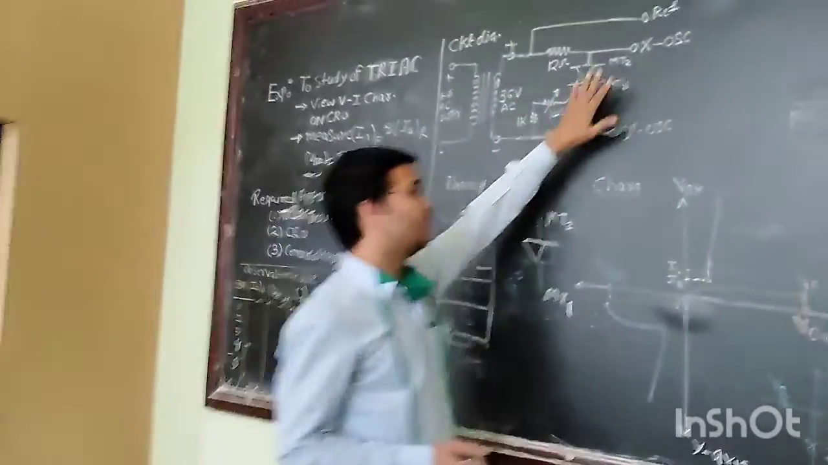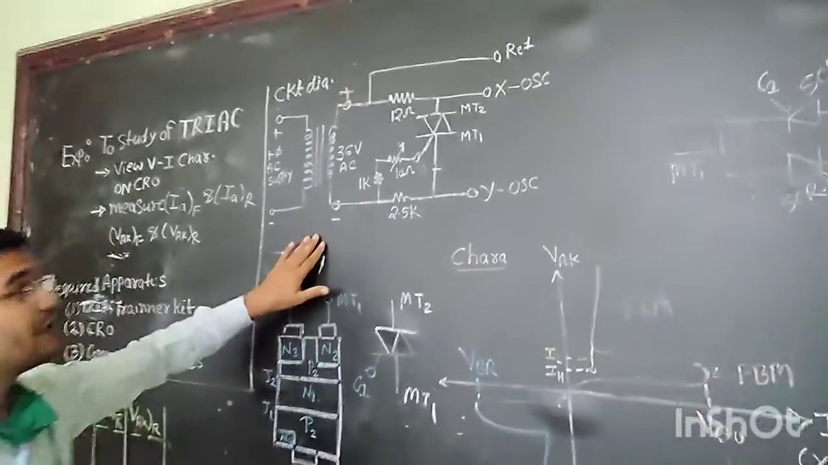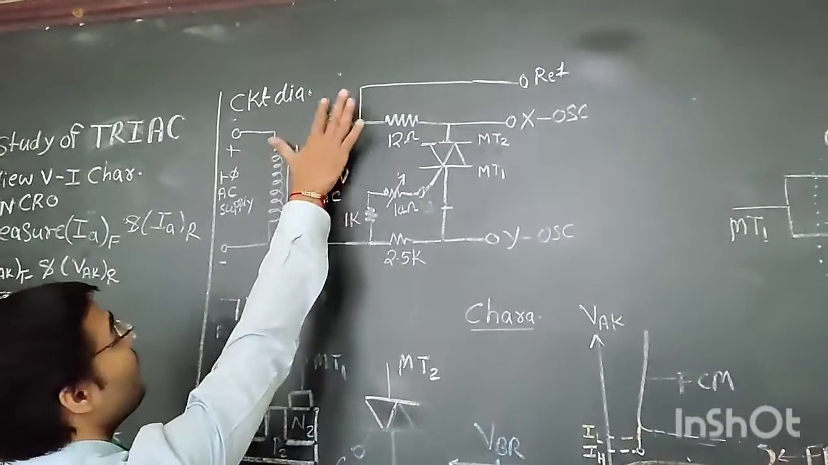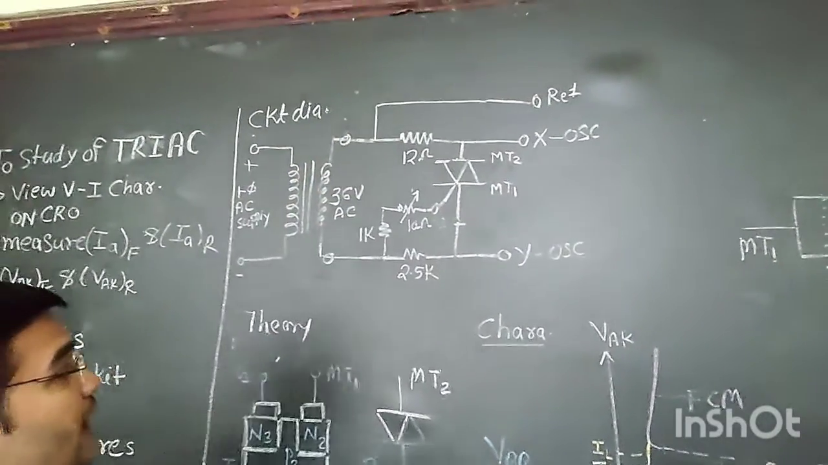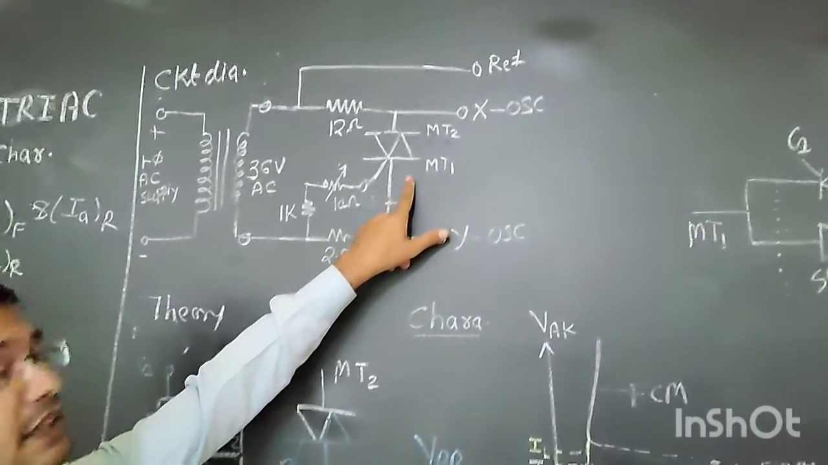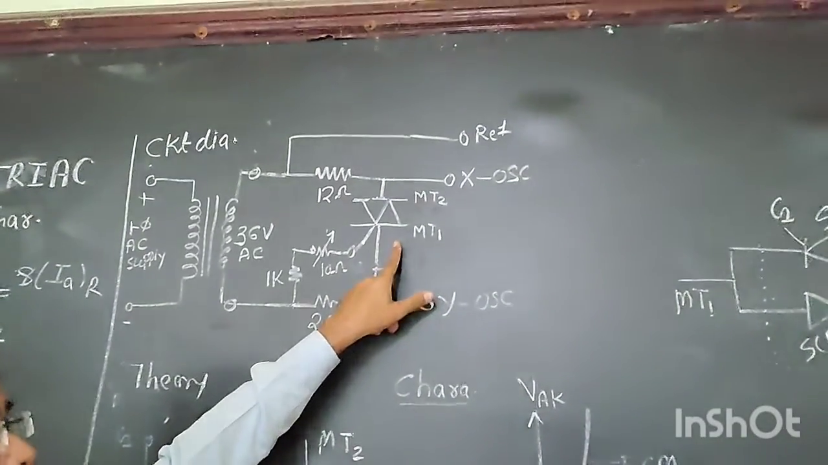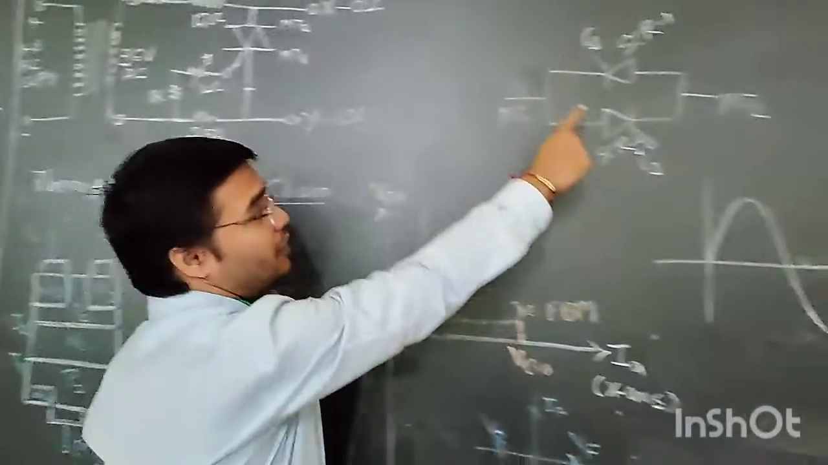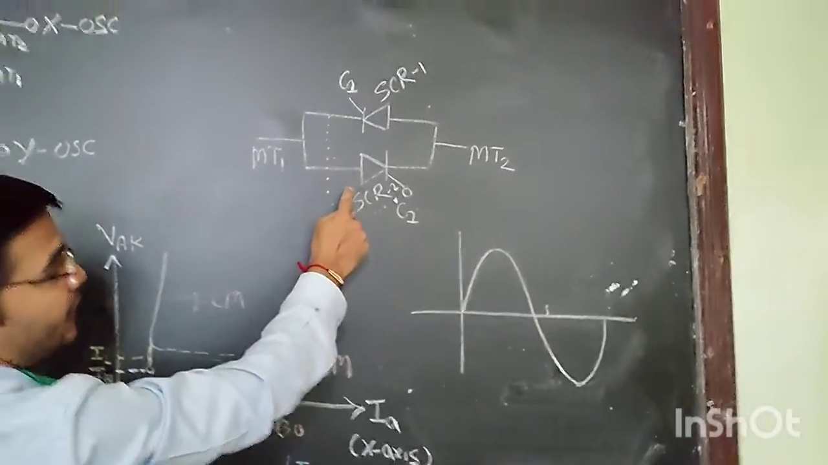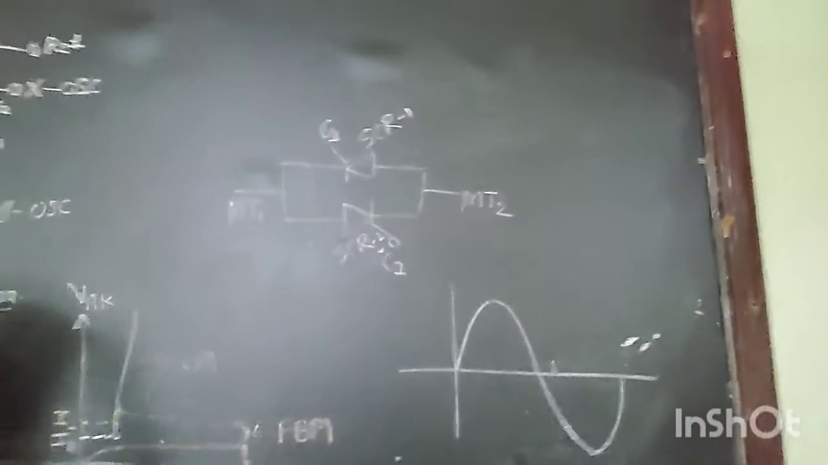This is the circuit diagram. If you observe this circuit diagram, it looks like an SCR circuit. Only one thing is changed here: we are not using an SCR, instead of the SCR we are using the triac. A triac is nothing else but two anti-parallel SCRs, SCR1 and SCR2, connected anti-parallel.